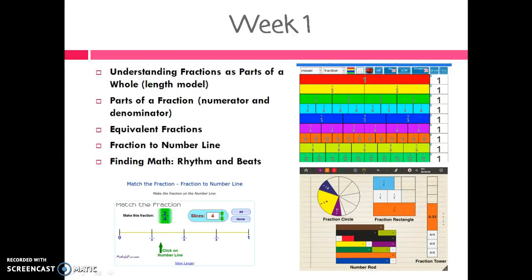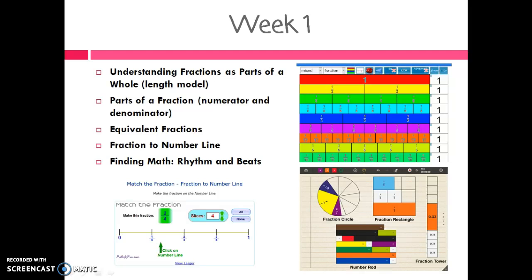Technology was a core component throughout this unit in order to support each multiple intelligence. For example, in week 1, days 1 through 5, students will be understanding fractions as part of a whole using length models. So I use the website Biznos to introduce them to a fraction wall so they may be able to compare how a whole can be divided into equal parts. They will also be learning parts of a fraction, which include the numerator and the denominator, and for this they were able to use a wide range of tools such as Biznos, WebKids, and also an online Match the Fraction.